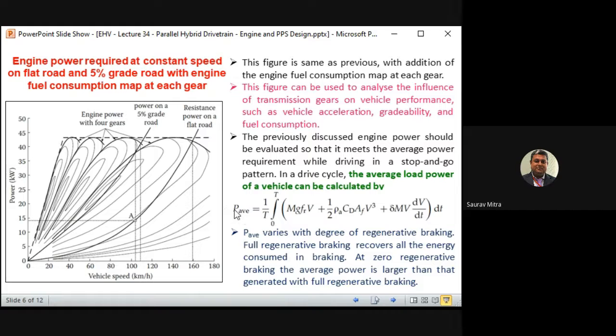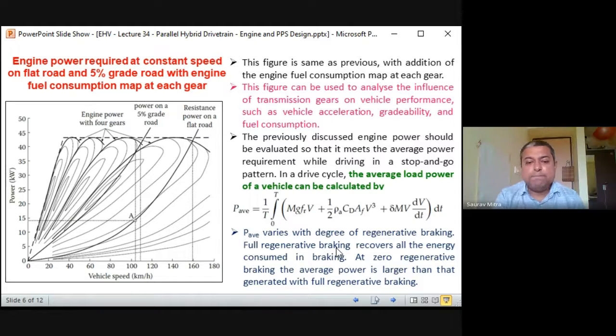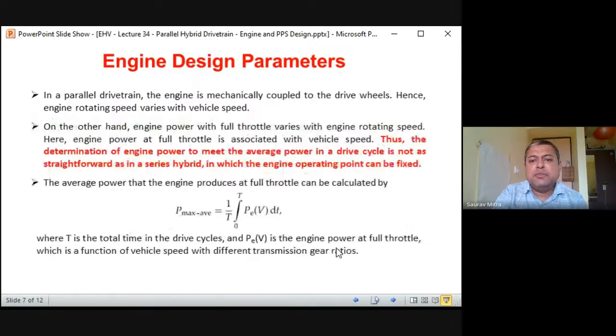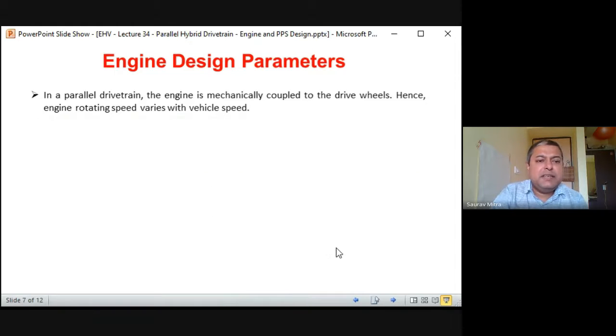That means the engine has to produce larger power, because with partial regenerative braking it recovers some energy. With full regenerative braking, all the brake power is regenerated back, but at zero regenerative braking the average power is larger than that with full regenerative braking. Whenever there is no regenerative braking, the engine has to take charge and generate all the power for driving the vehicle. So these were all the discussions related to design of engine, and this is just a gist of what we will be finding. Then we will start with design of PPS. This slide gives a gist of engine design parameters and discussion.